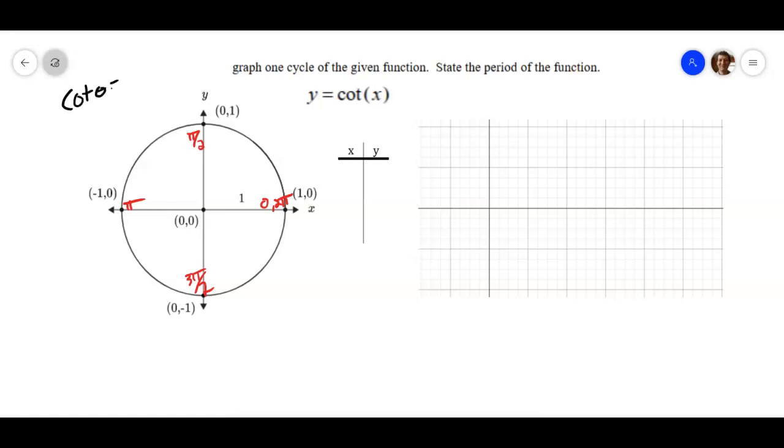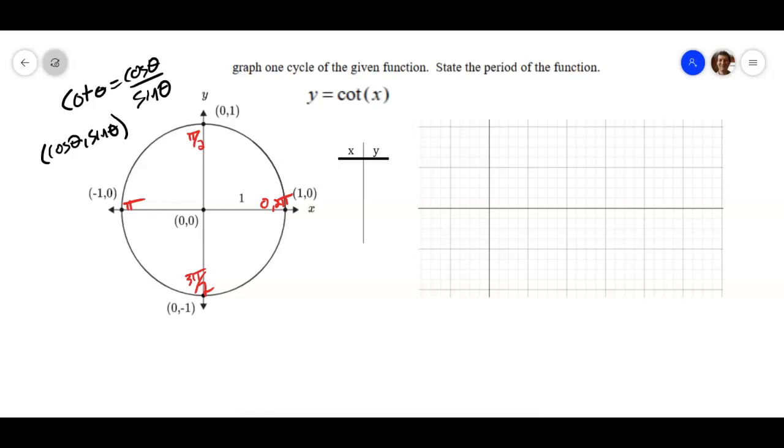cotangent theta is cosine theta over sine theta. And these points represent the cosine theta and sine theta values. So we actually have everything we need for these points to find the cotangent.